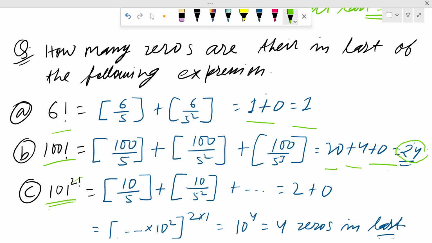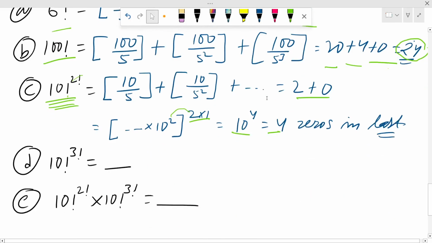Now take 10 factorial to the power 2 factorial. 10 by 5 plus 10 by 5 cubed and so on means 2 plus 0, which is 2. So 10 factorial has 2 zeros, to the power 2 factorial, that is 2 into 2, which means 10 to the power 2 into 2, so there are 4 zeros at the end of the expression.